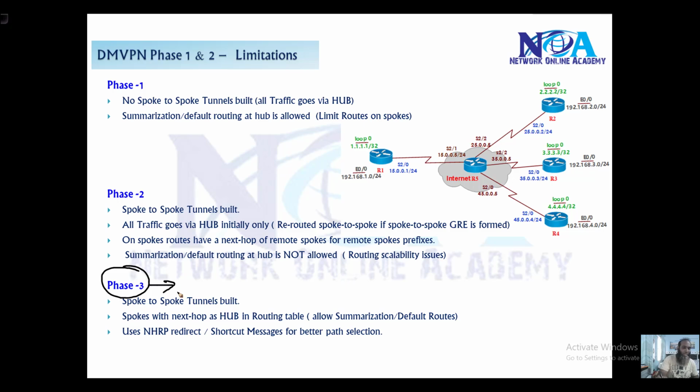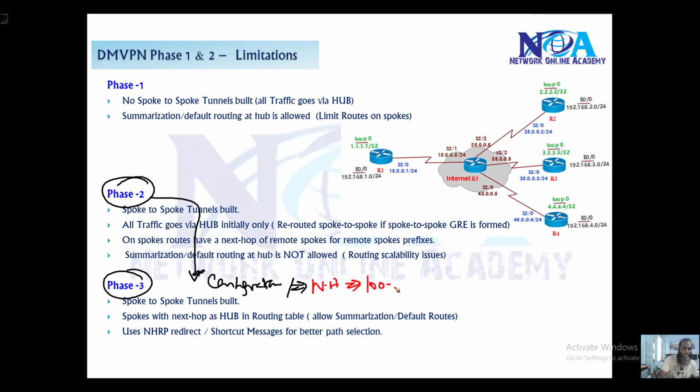So the phase 3 is like a combination of both. So in terms of phase 3, we can say it is exactly as phase 2 in terms of configuration. But additionally, what we can do is we can ensure that to reach all the routes, the next hop is still the router 1, just like phase 1. So this is more like a phase 1.